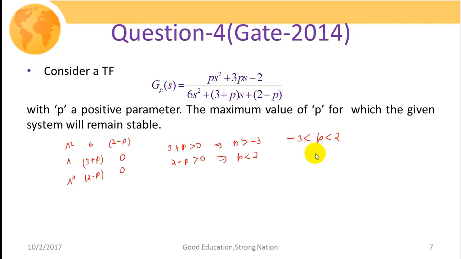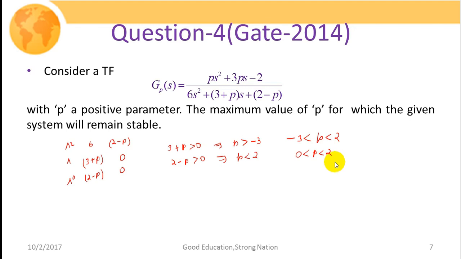So again the next range turns out to be the value of p should lie between 0 and 2. This is actually the range of p, but we have to calculate the maximum value of p for which our given system will remain stable. So the maximum value of p should be just less than 2. Any value less than 2 will be the appropriate choice which makes our system stable. I mean if we are going to take the value of 1.9999, that will make our system stable.